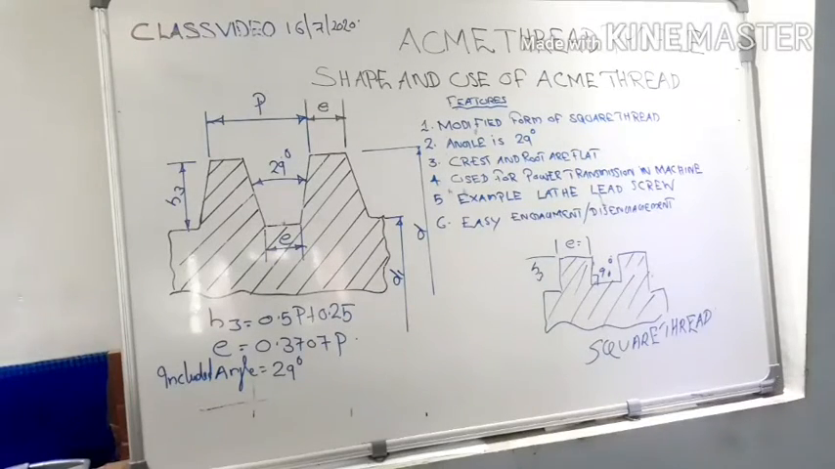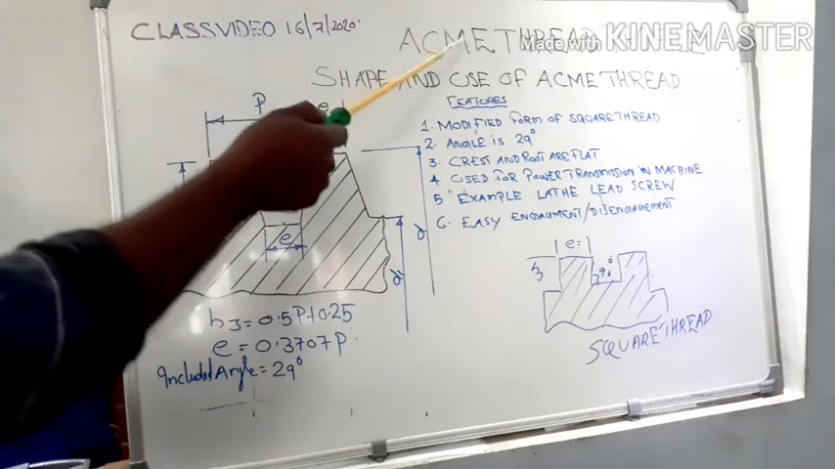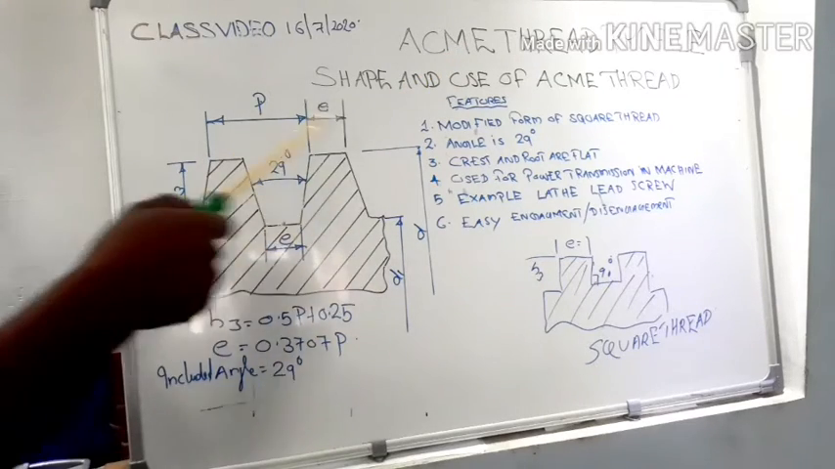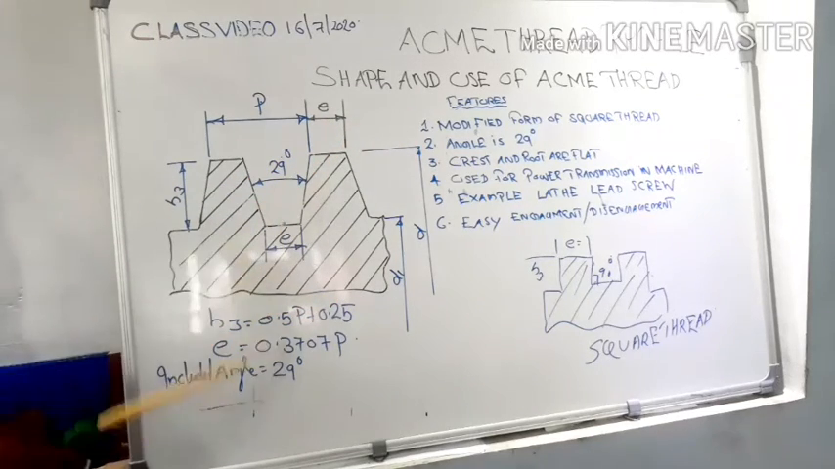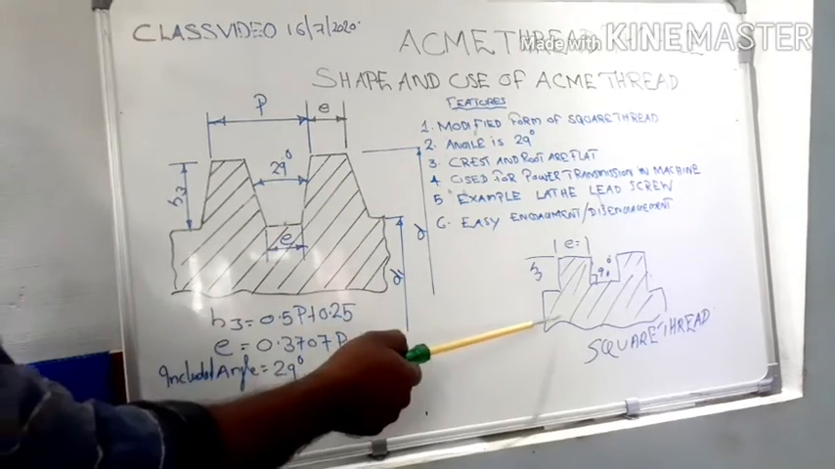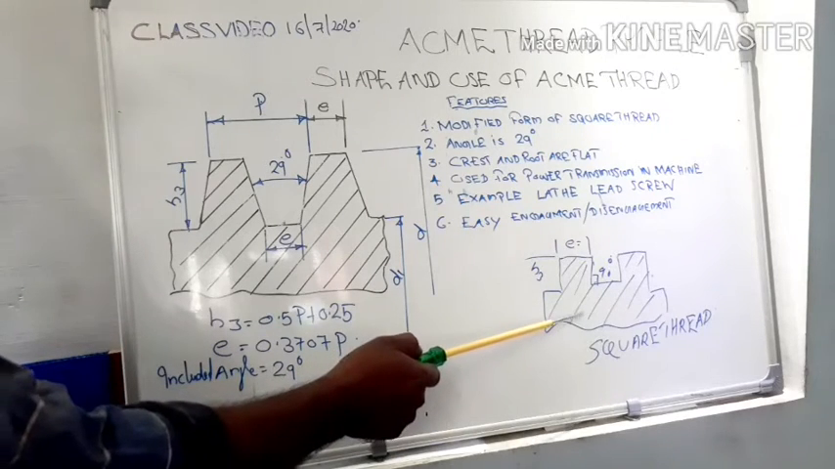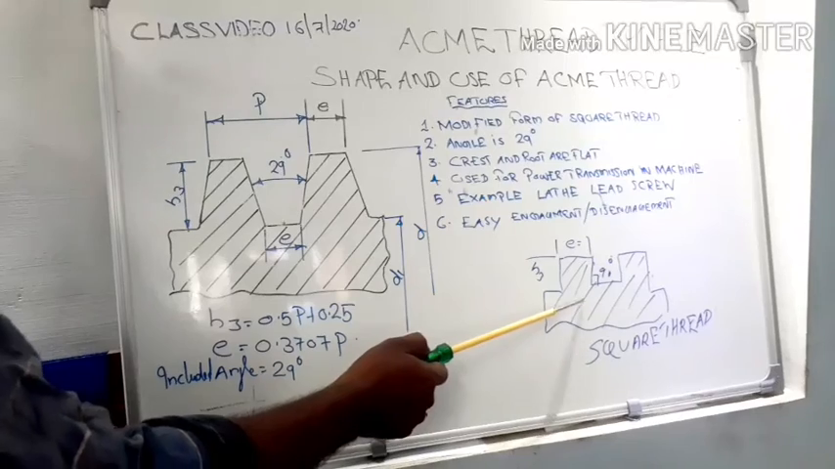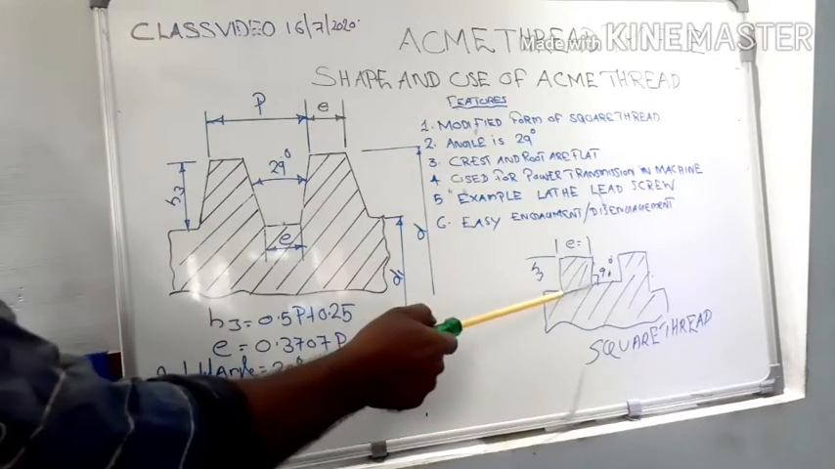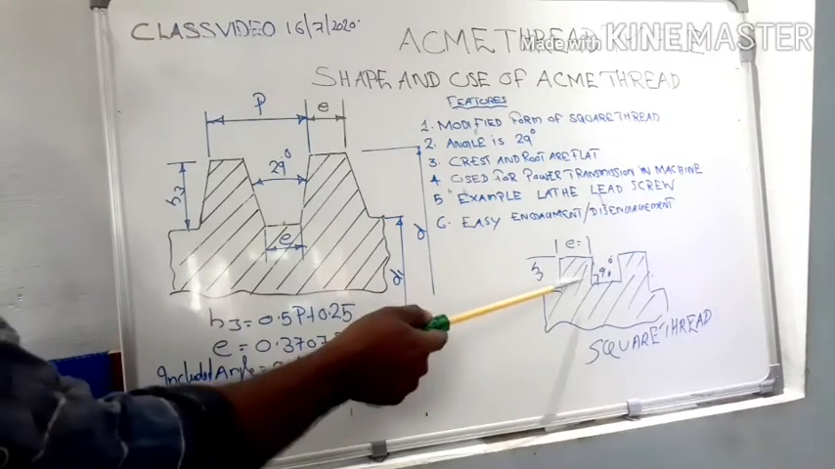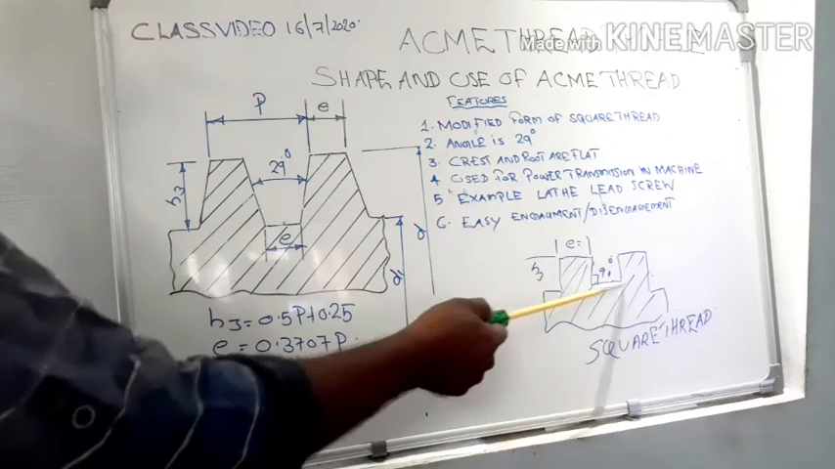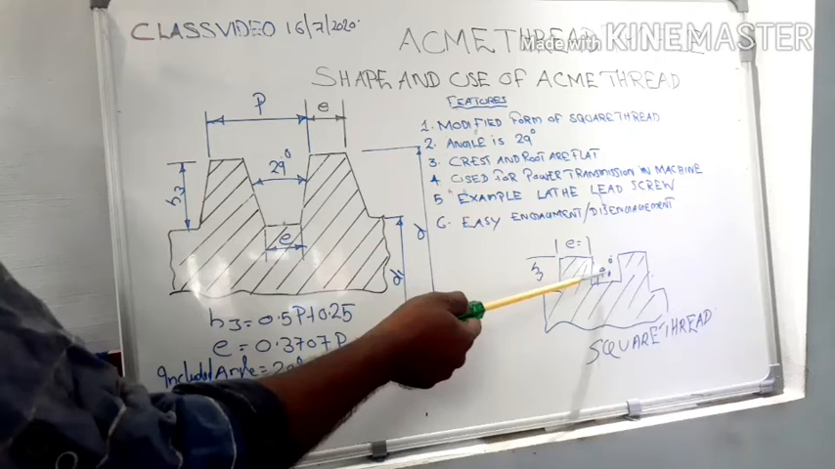Dear students, in this class we have to discuss the next thread profile. Its name is Acme thread. Before going into detail, we first have to understand the shape of Acme thread and its use compared to square thread. Here I am showing a picture of square thread. We have already learned the speciality of square threads. Here, the crest and root are flat in shape and the angle is 90 degrees.